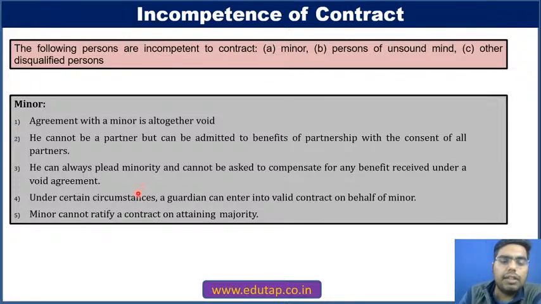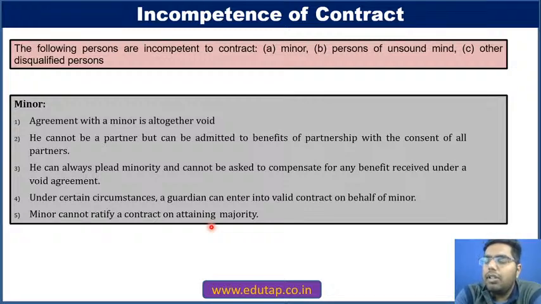Next is, under certain circumstances, a guardian can enter into a valid contract on behalf of a minor. A guardian can be his parents or anyone else, but they have to be major. A major guardian can enter into a contract on behalf of the minor. A minor cannot ratify a contract on attaining majority. Very important. Suppose you were 17 years old and you have done a contract with a particular person. Now nobody came to know about it.